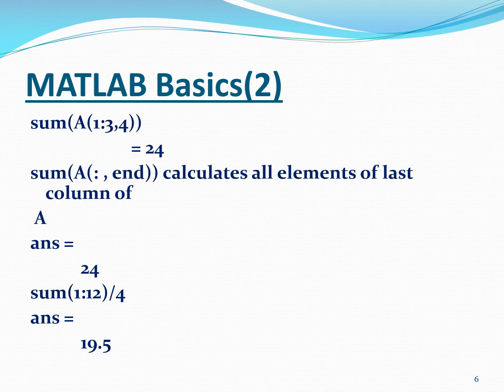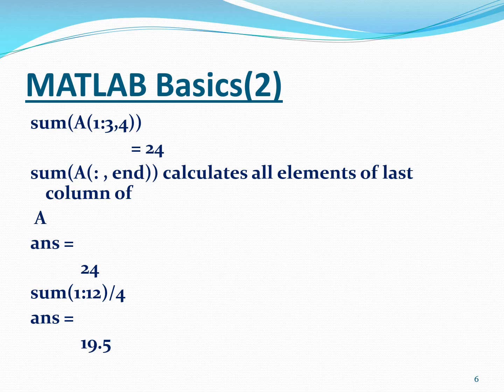Now if we say sum(A(1:3, 4)) and sum it up, it will come out to be 24. But then there is another way also: sum(A(:, end)) calculates all elements of the last column of A. Now that is what end is, and obviously the answer will be 24 because the last column, as we have seen before also.